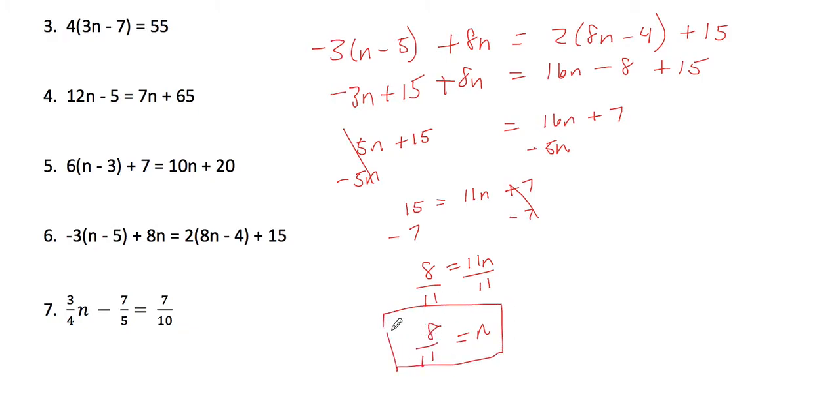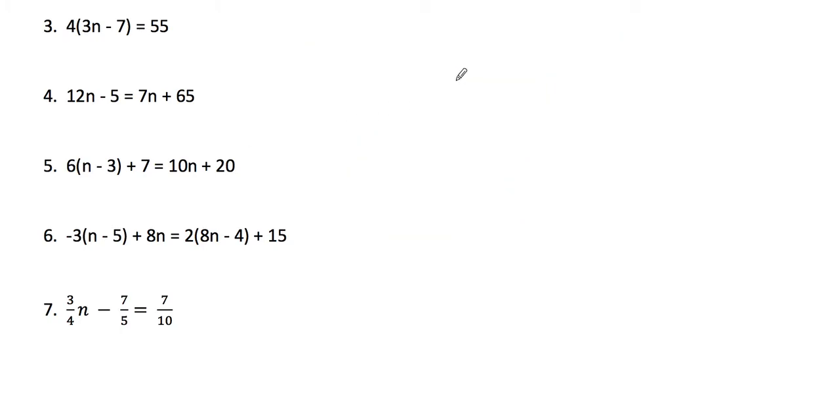All right. Okay. Last one. So we have 3/4 n minus 7/5 equals 7/10. So let's look at these denominators here. Again, we can do this with fractions, but I think it's easier just to get rid of the fractions. So if you look at the denominators, we have 3 different ones, 4, 5, and 10. So what we've got to do is pick the smallest number that 4, 5, and 10 will evenly go into, and that's 20.